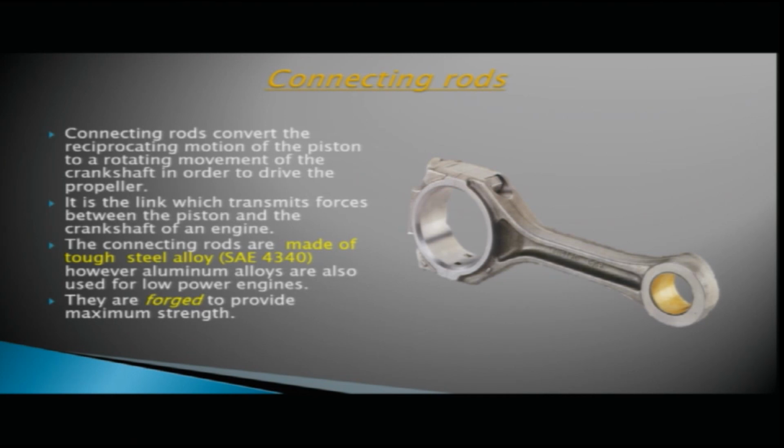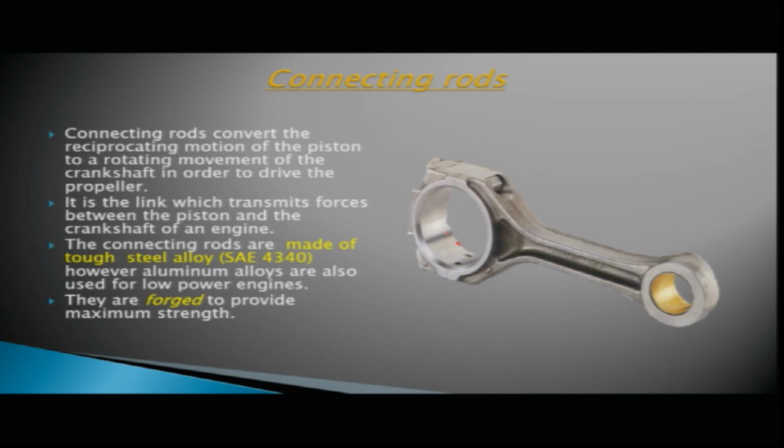You can see this is your connecting rod, it has two ends. This end is connected to the piston, and the other end, the bigger end, is connected to your crankshaft. So this is the link which will transmit the forces between the piston and the crankshaft of the engine. The reciprocating motion of the piston is converted to the rotary motion of the crankshaft.